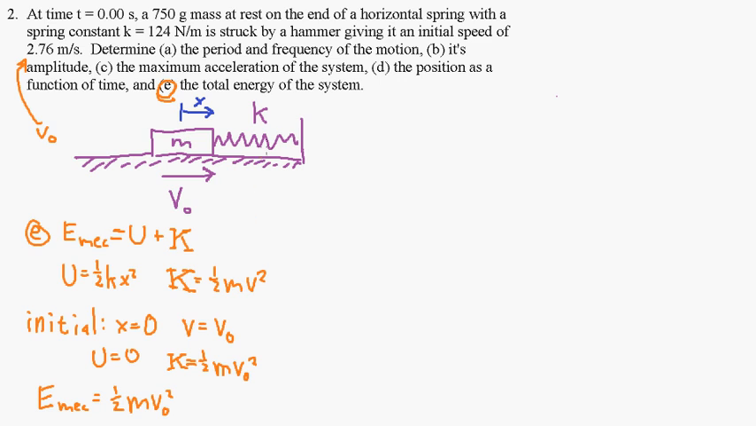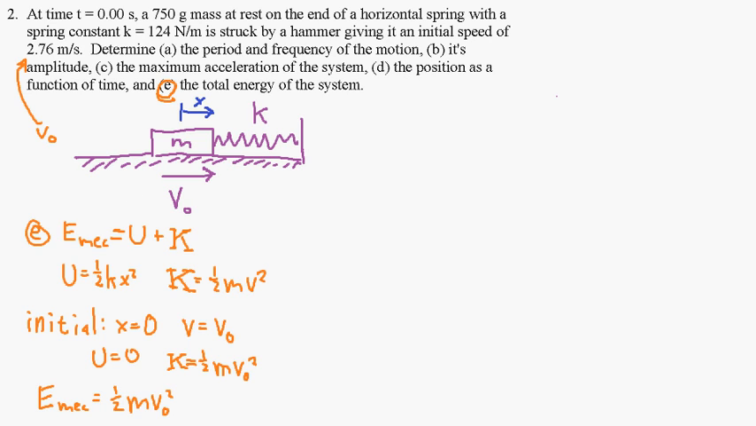Let's see what is next. We need to find the period and frequency, we need the amplitude, we need the maximum acceleration of the system, and we need position as a function of time. Let's go with amplitude next, because when we do position as a function of time, we need the amplitude. And amplitude we can get fairly easily from energy considerations again.